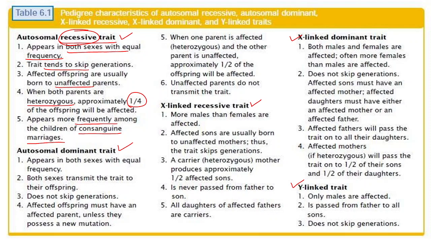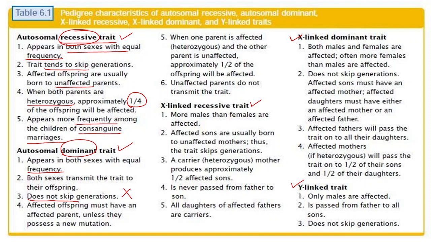Next one, autosomal dominant trait. It appears in both sexes with equal frequency again, and both sexes transmit the trait to their offsprings, and it does not skip the generation. Very important point here. In case of dominant trait, skipping of generation is not seen. They will not skip the generation.